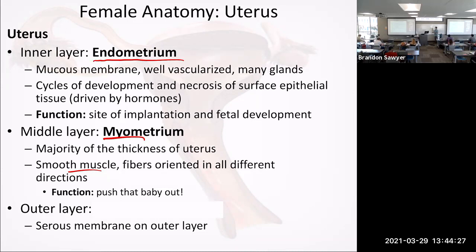Okay, so we got the endometrium. This is the most internal layer. Excuse me. And we got the myometrium. It's that middle layer of muscle. And then the outer layer is the perimetrium. And the perimetrium is a serous membrane. We talked about those a little bit last semester. We'll talk about them again in the heart. It's a double layered membrane that has a fluid filled space on the inside. Really good for any organs that move around a lot because it cuts down on friction.